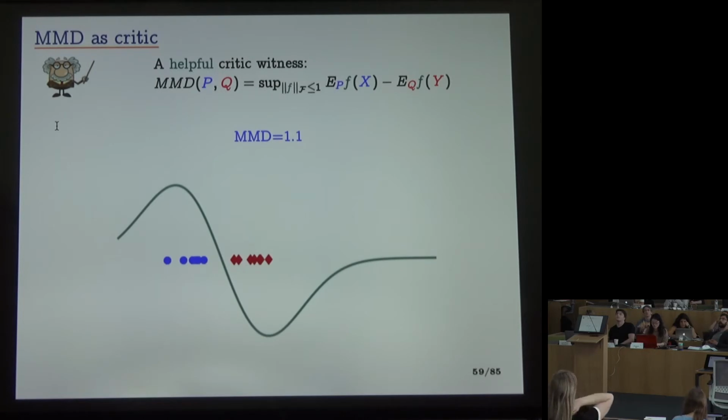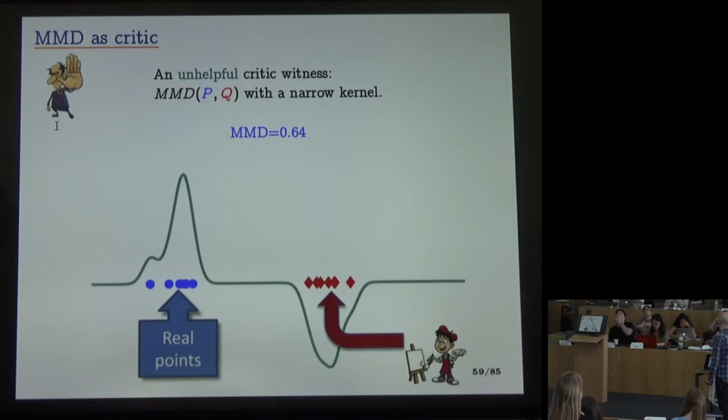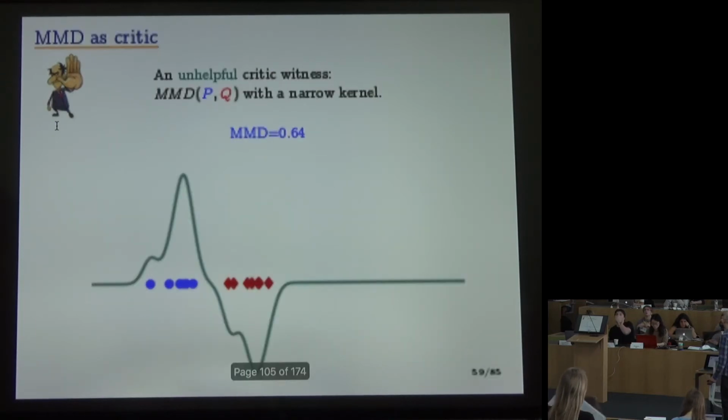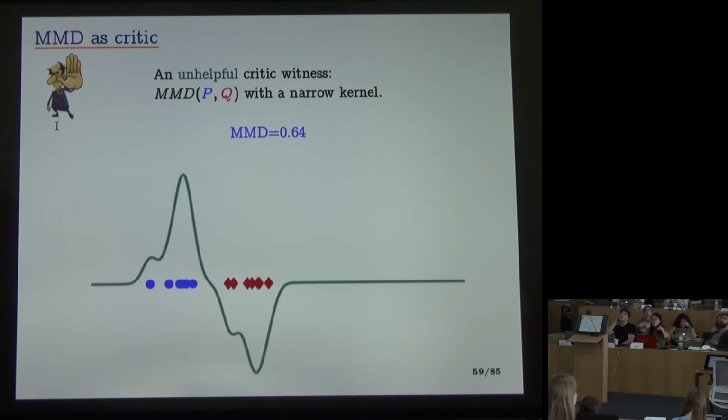So it seems I have a helpful critic. Or do I? So what if I use a very narrow kernel? So here MMD is 0.64, and here it's still 0.64. I mean, it's dropped a tiny, tiny, tiny amount, but not very much. So here MMD is an unhelpful critic. It's just yelling no at you every time.